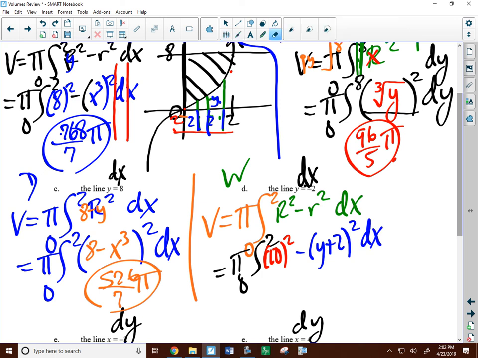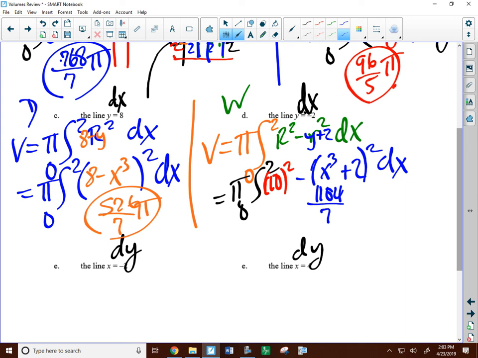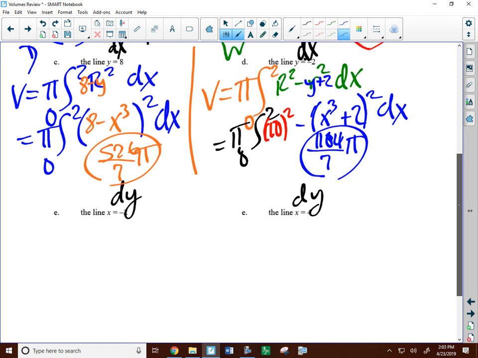Here, I like to do this. The capital R times y plus 2. So then I fill it in down here. Y is x cubed. You could do that in multiple steps. I just like to do it all in one. Calculator, 1104 over 7 pi. Okay. Last two. Both dy questions.